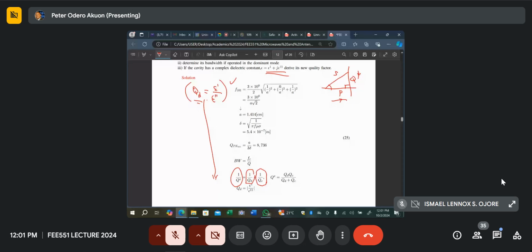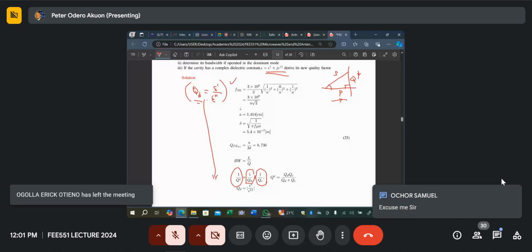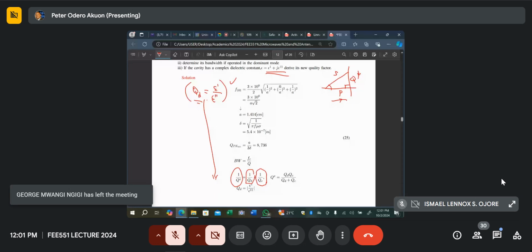The bandwidth you calculate as the resonant frequency over that quality factor. Okay. So the bandwidth of that cubical resonator will be FR over the quality factor, the complex quality factor, or the total quality factor. So that's why I wanted us to reach here.